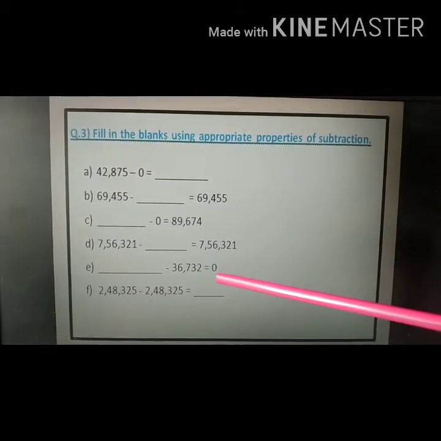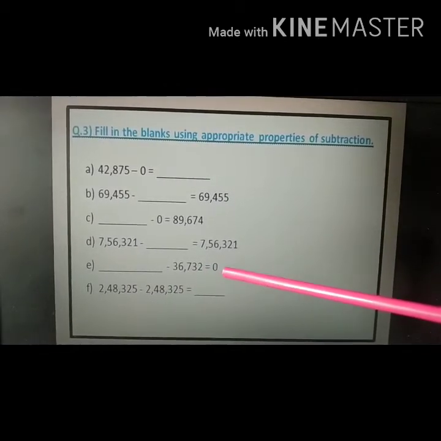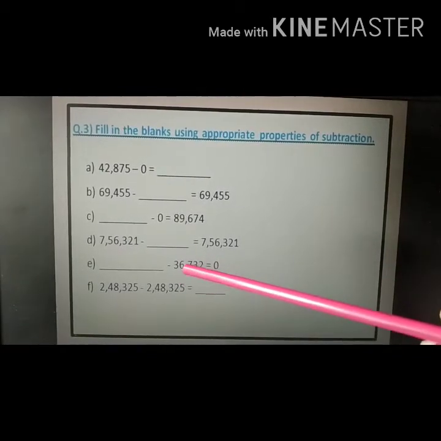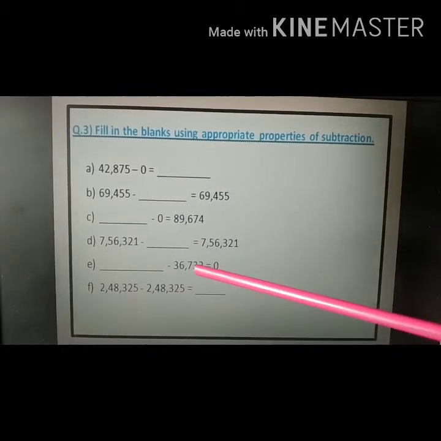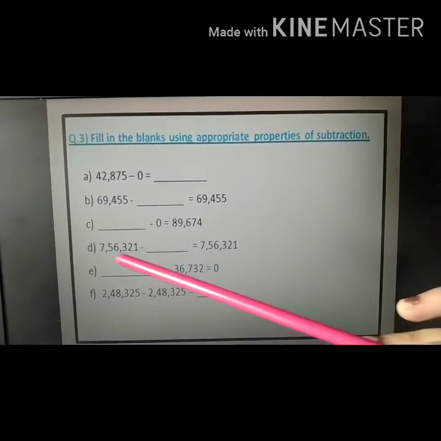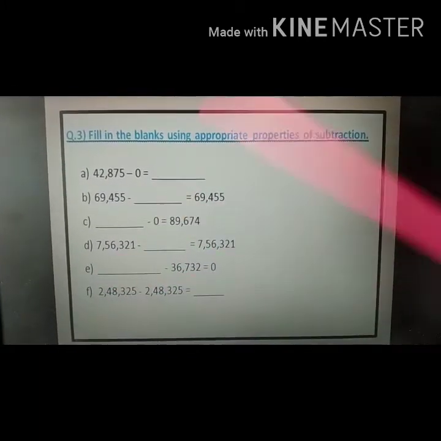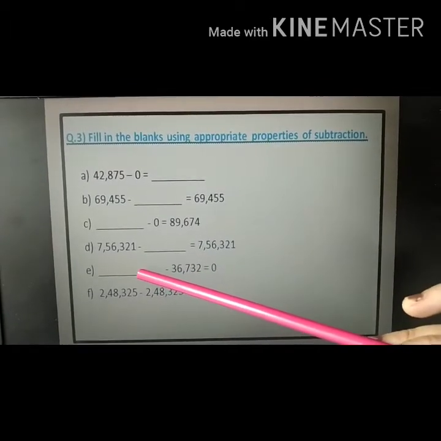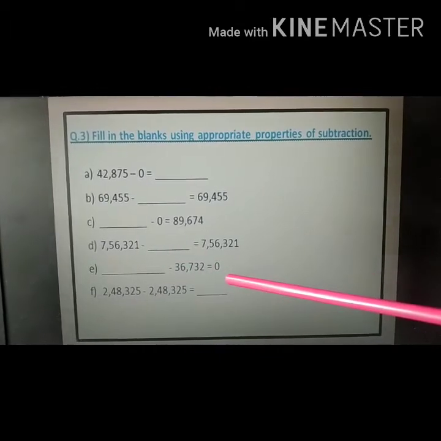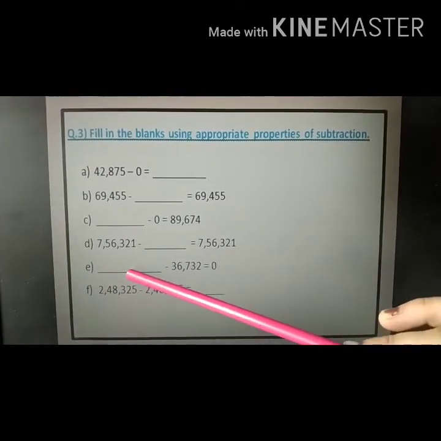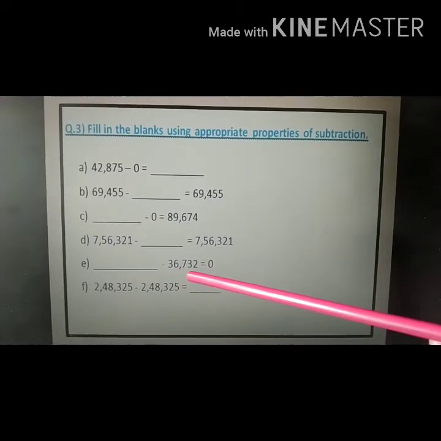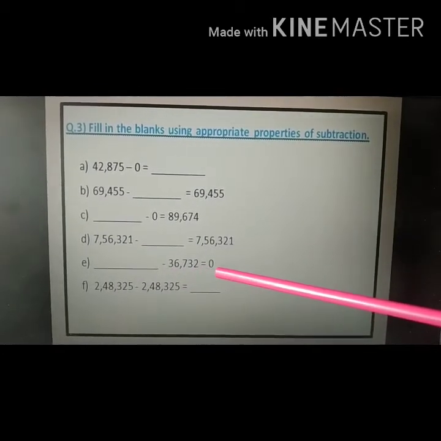Next E part is dash minus 36,732 is equal to 0. Now as a difference we want 0. What will we do? We will subtract the same number. Suppose you are having 10 toffees, and you have given those 10 toffees to your sister, then you are having 0, na? Similarly, this property is applicable here. So 36,732 minus 36,732 is equal to 0.